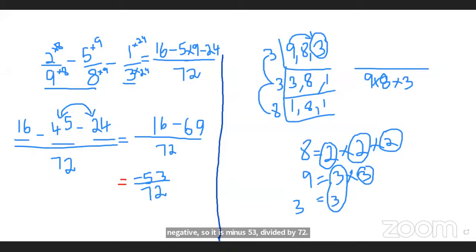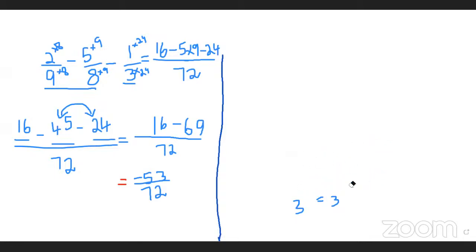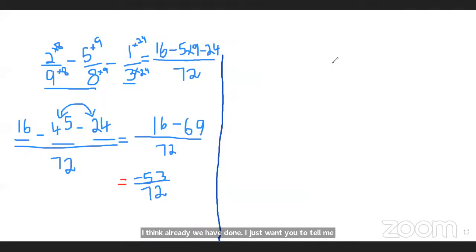Are you clear with this? Any doubts? Okay, that's good. Now, I'm giving you a question. I think we have already done it. I just want you to tell me what is a mixed fraction and how to convert it. We have already done it. I'm giving you a number to convert. Please do so. Okay.